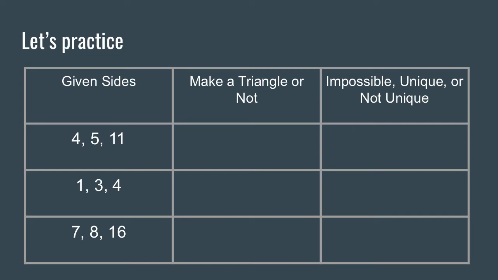We're given certain sides. We're asked if that would make a triangle or not, and if it's impossible, unique, or not unique, or will it make zero triangles, one triangle, or more than one triangle. So with 4, 5, and 11, would that make a triangle? The answer is no, because 4 and 5 added together, which are the small sides, is 9, and 9 is less than 11, so this would be impossible.